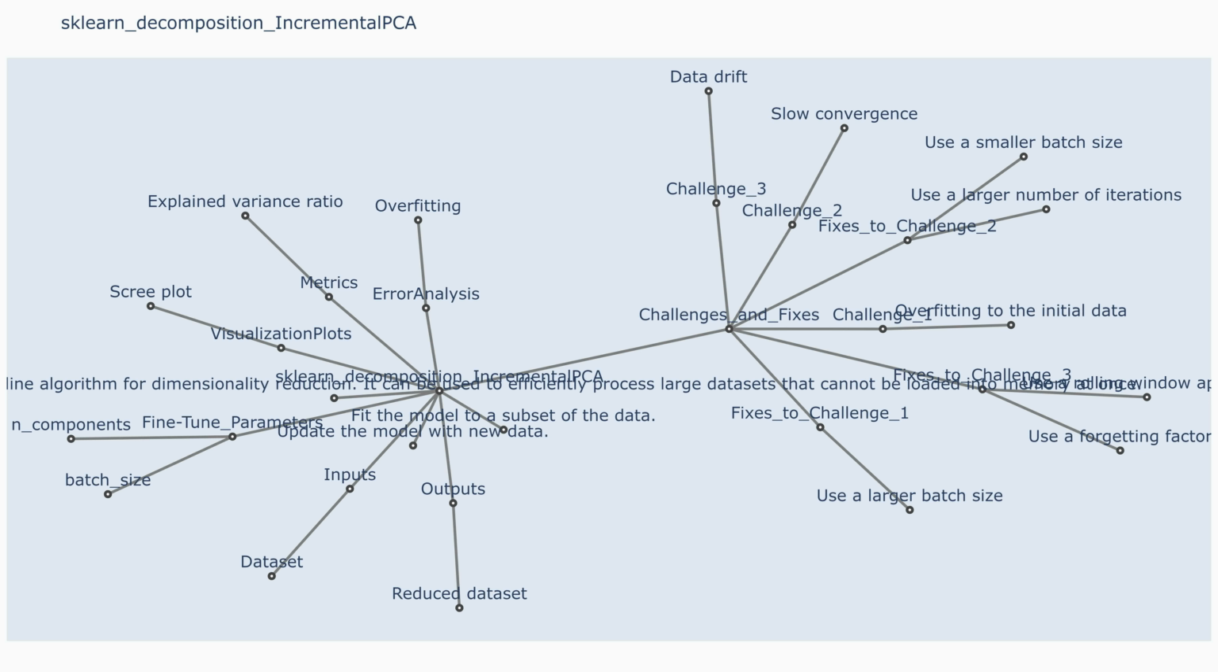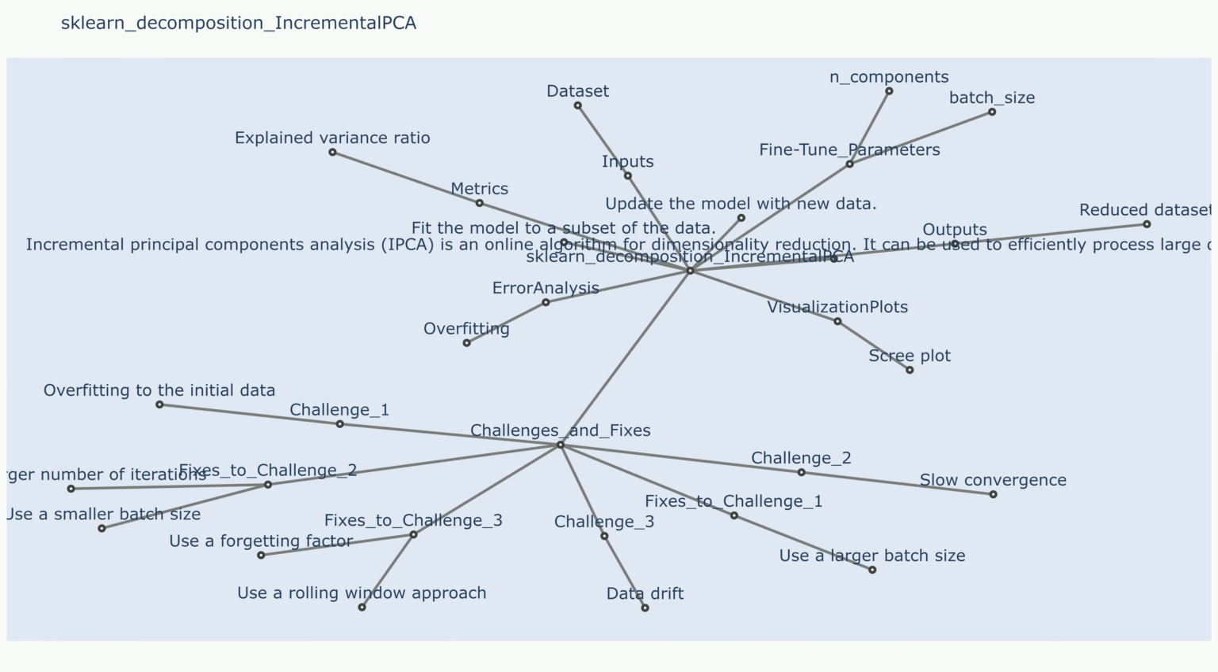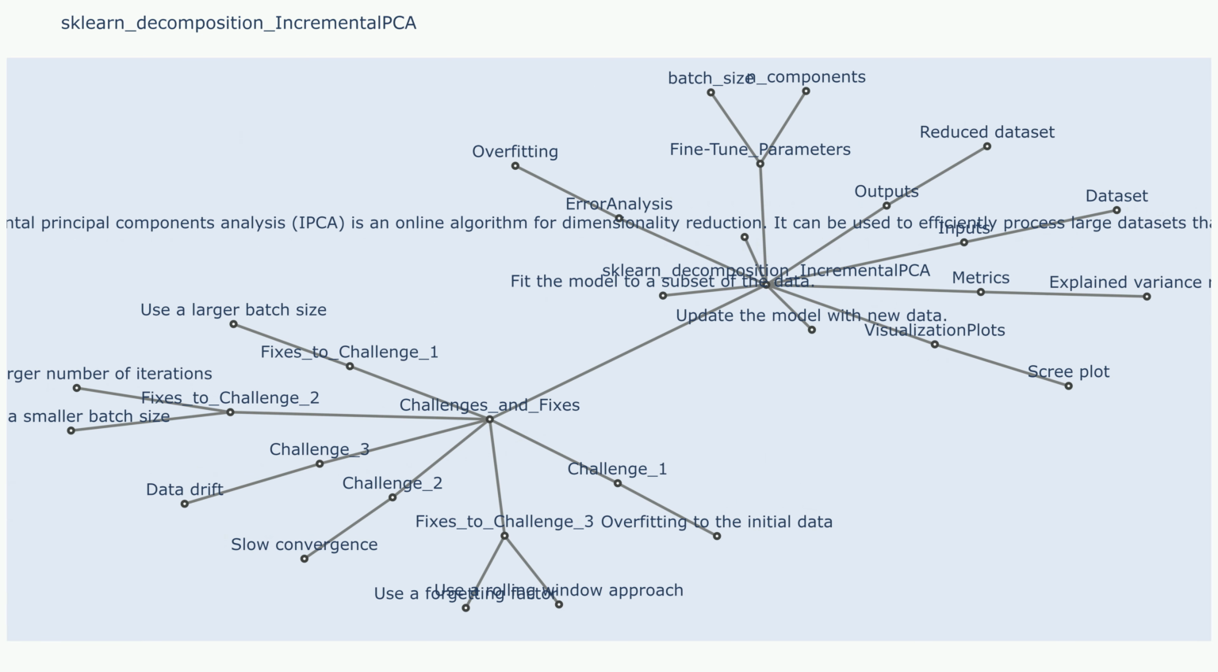sklearn.decomposition.IncrementalPCA. Description. Incremental PCA is a class in scikit-learn for performing dimensionality reduction using principal component analysis, PCA. It is designed for handling large datasets that cannot fit into memory at once. Instead of loading the entire dataset into memory, incremental PCA processes data in batches, updating its model incrementally. This makes it suitable for scenarios where data arrives sequentially or when memory constraints are a concern.